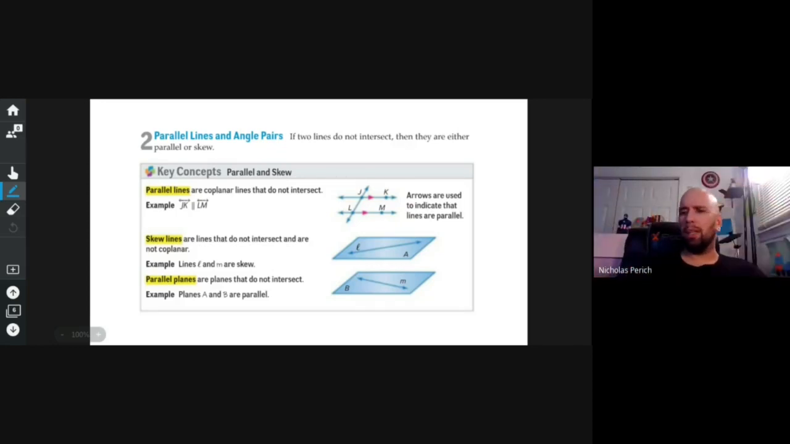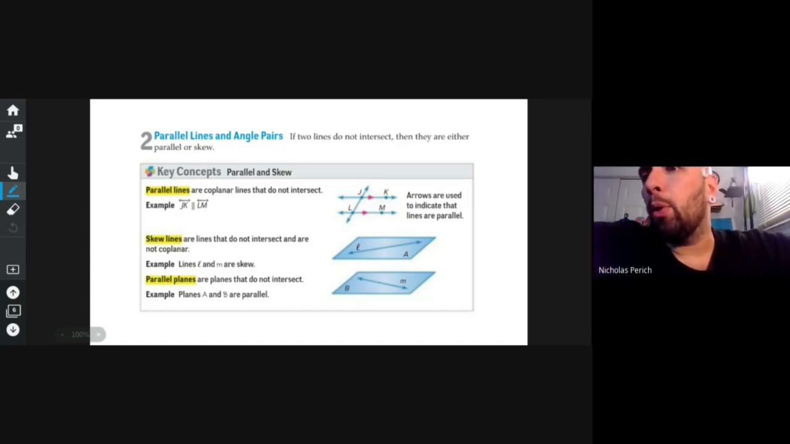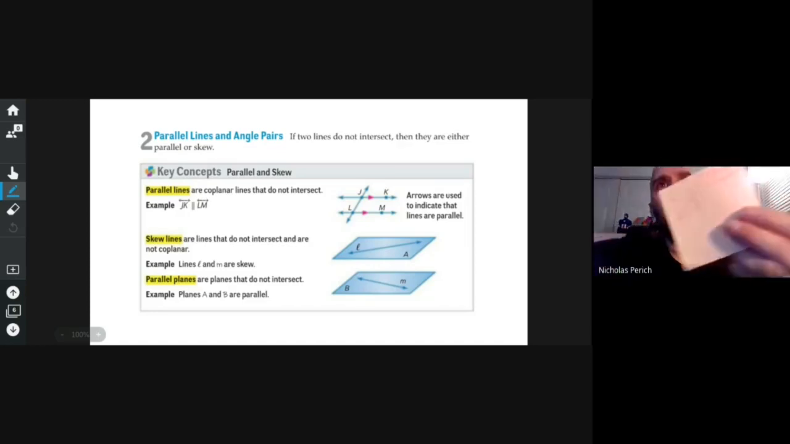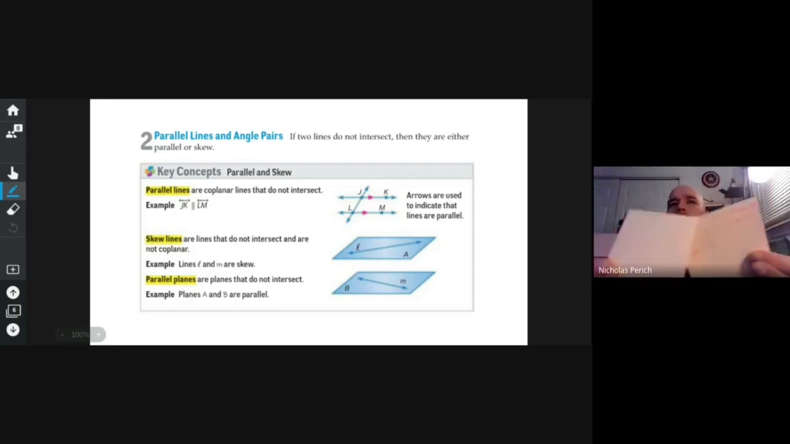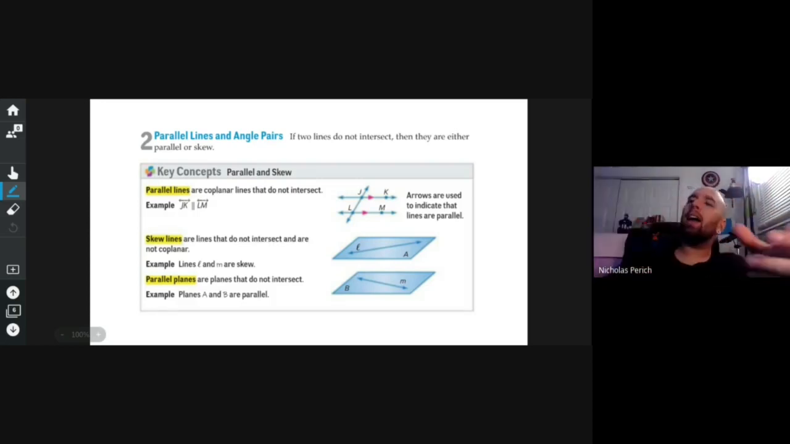That's what skew means. Parallel planes are two sheets of paper that will never intersect. So here's a plane, and here's a plane, and those planes will never intersect. Okay? They will never, ever, ever intersect. Taylor Swift.